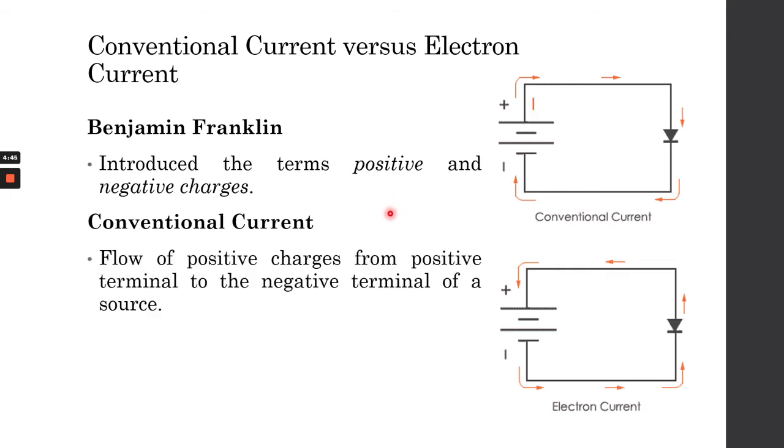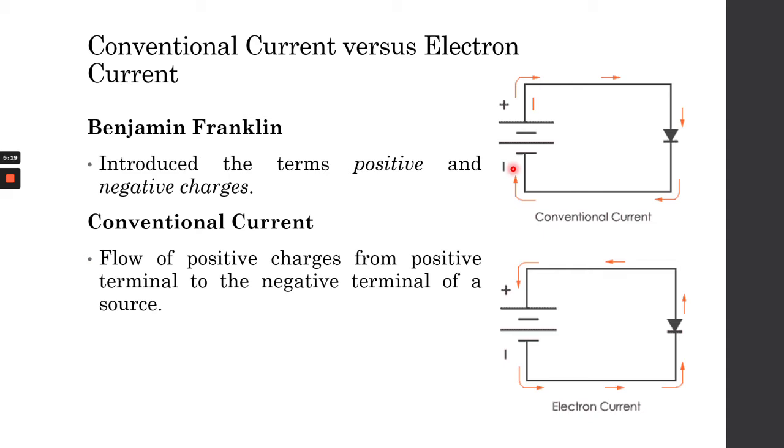So conventional current is basically the flow of positive charges from the positive terminal to the negative terminal of a source. As an example, you have here your source, or basically your battery can be your source. You have a positive terminal and a negative terminal. So for a conventional current, there is a movement of the positive charges from the positive terminal of your source going to the negative terminal of your source.